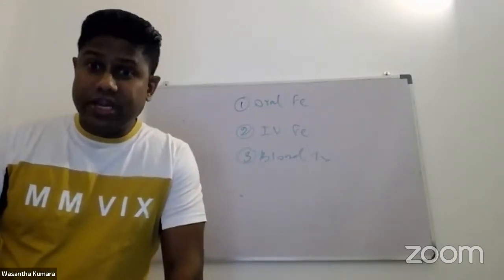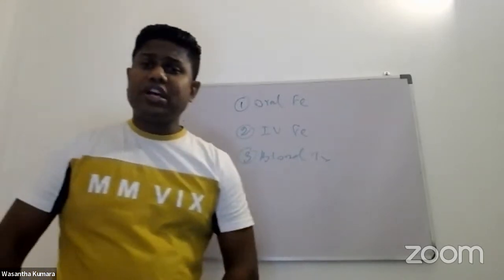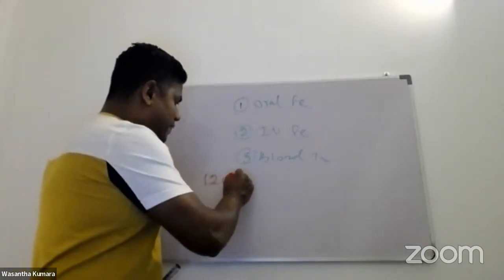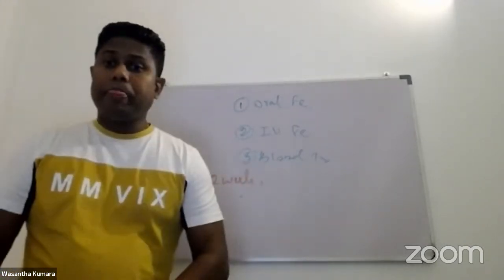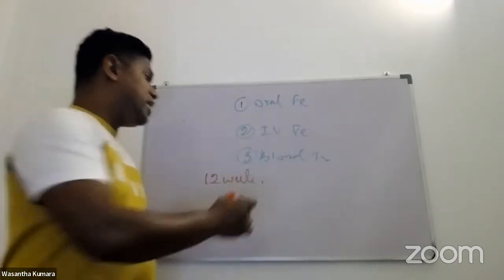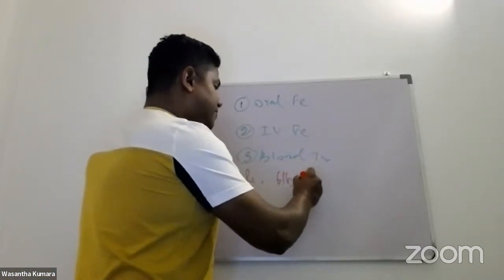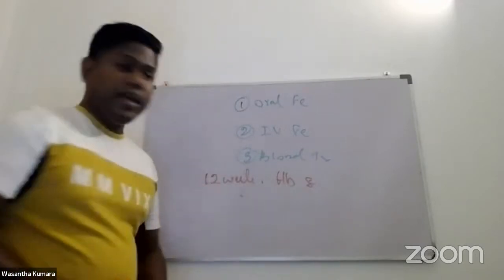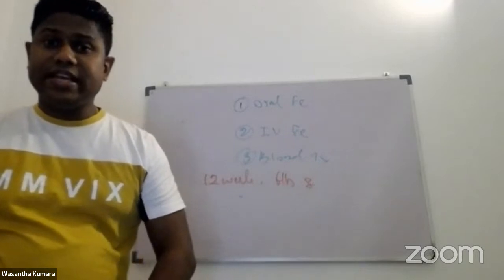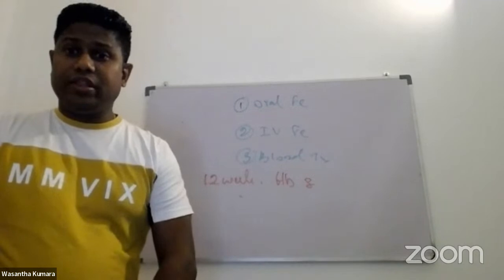So you can get two scenarios. One scenario is, suppose a patient comes for the booking visit at 12 weeks, and you do the routine full blood count. When you do the full blood count, hemoglobin is say 8. And when you do the investigations, you confirm iron deficiency. Hemoglobin is 8. So what will you start with?